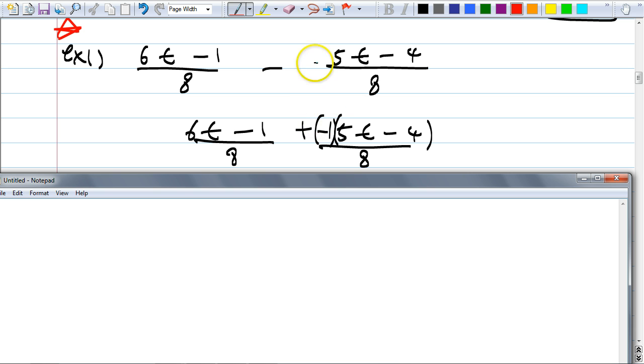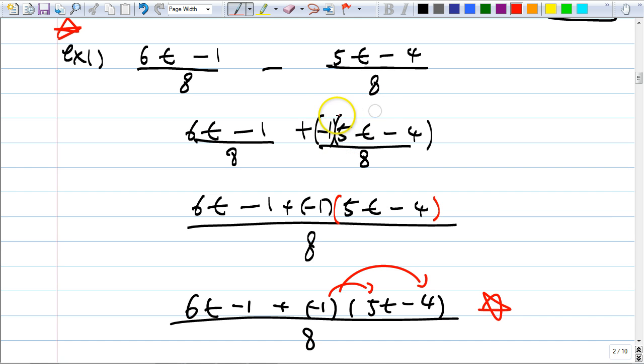No, I have to distribute. Remember this negative? Let's change it to addition. Subtraction. Don't have to multiply this negative to the whole numerator. The first number stays the same, 6t, plus what? Negative 1 times 5t. What do you get? Don't you have to distribute like this?